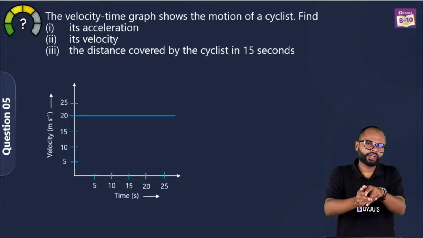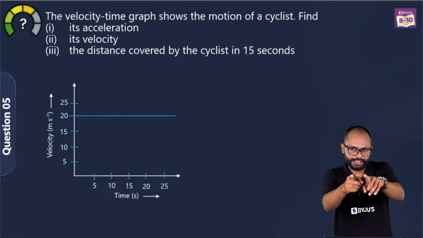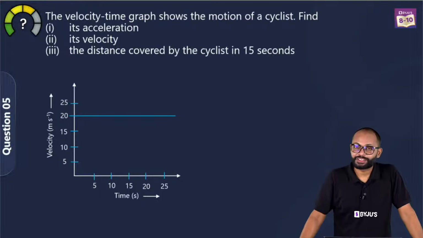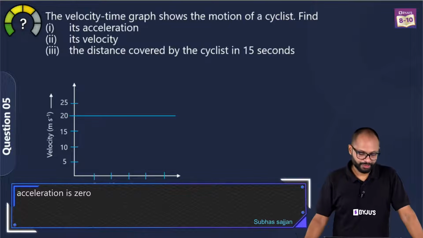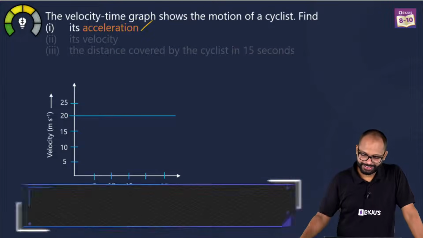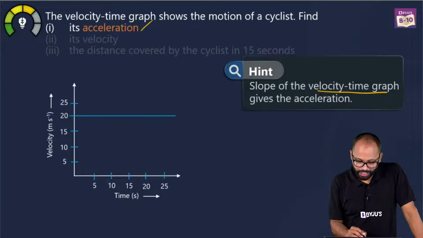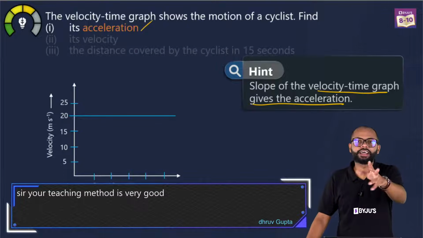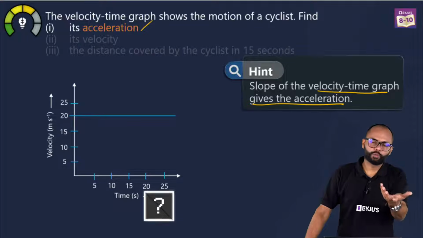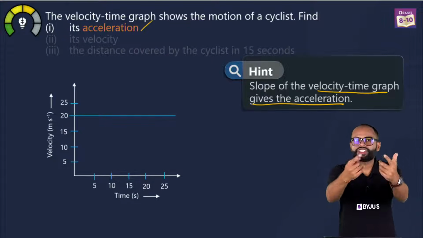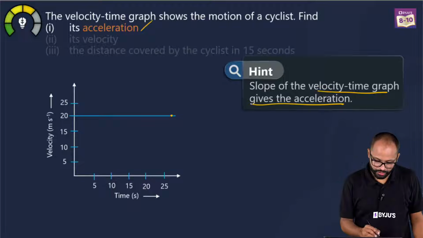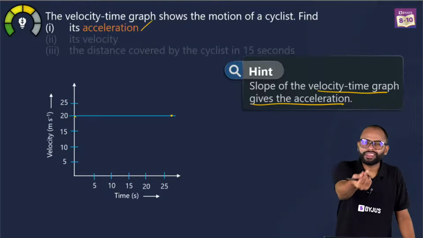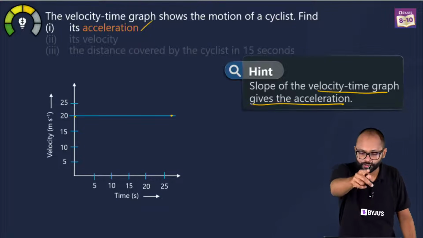It's a velocity time graph and a straight line parallel to x-axis, and as I think, yes, nice Subhas, acceleration is 0. And how did you know that? Because slope of velocity time graph gives the acceleration. When a line is parallel to x-axis, what is the change in velocity? Slope is change in velocity upon change in time. If you take final velocity over here, initial velocity is here. So final is also 20. Initial is also 20 meter per second. Change in velocity is 0. Means the slope is 0. Means acceleration is 0. Right?